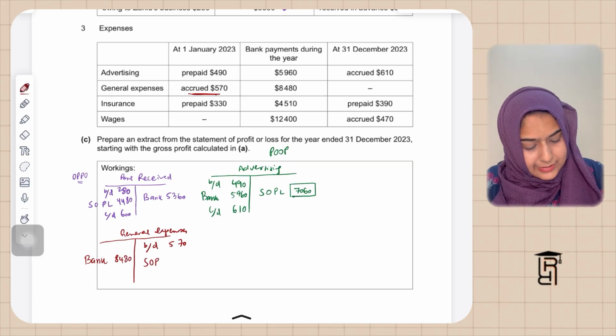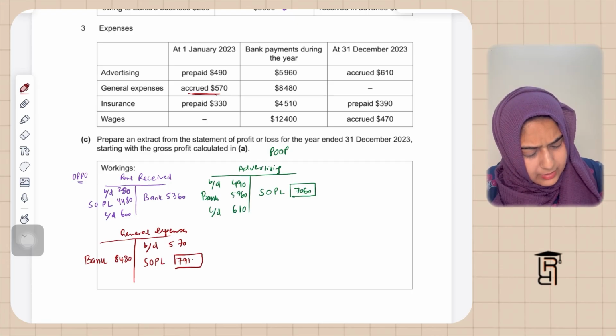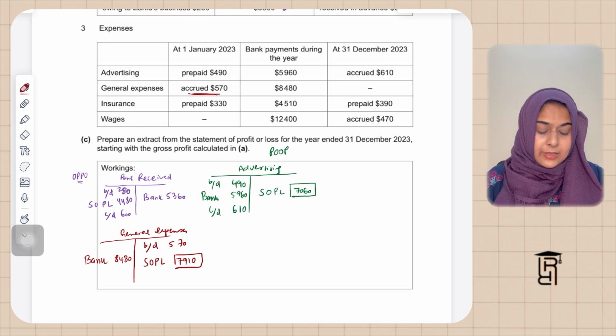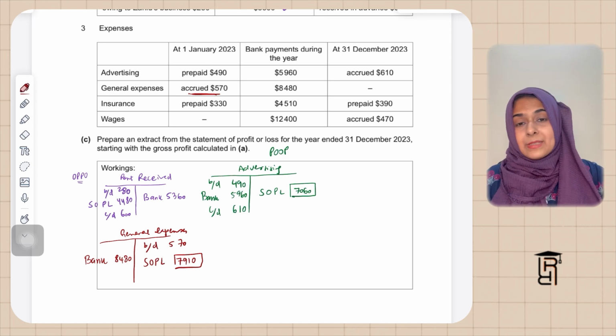Then I'm going to write here statement of profit and loss, and the amount is going to be 7910. How did I calculate 7910? 8480 minus 570.